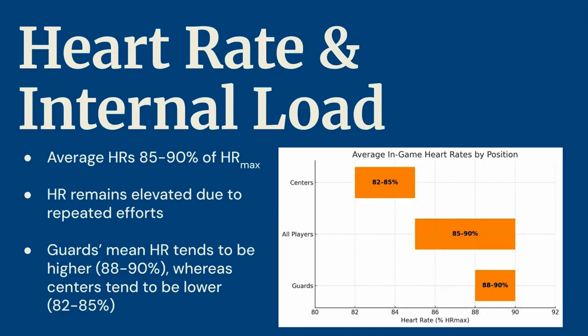Heart rate and internal load. The average heart rates fall typically between 85 and 95% of heart rate max, and heart rate remains elevated due to repeated efforts. Guards' mean heart rate tends to be higher, between 88 and 90% of heart rate max, whereas centers tend to be lower, between 82 and 85% of heart rate max.